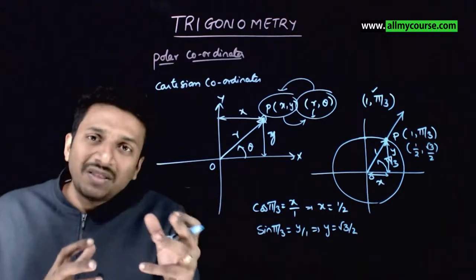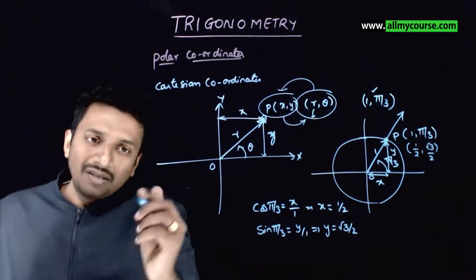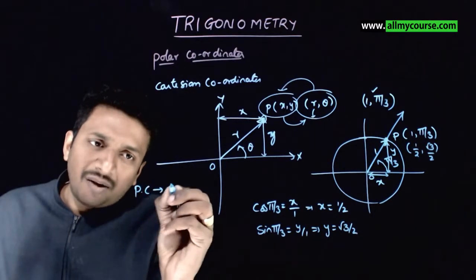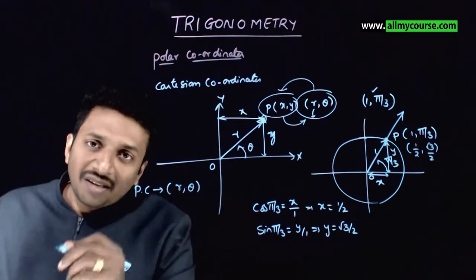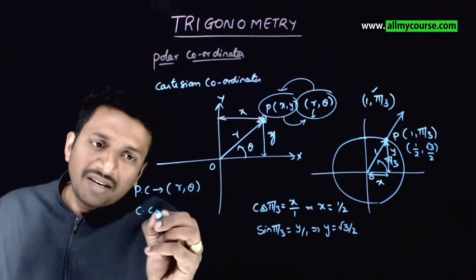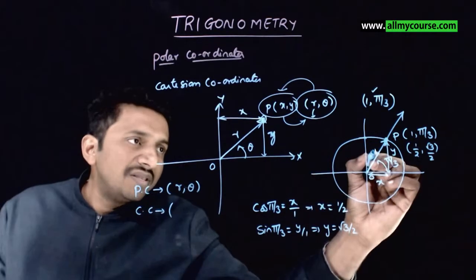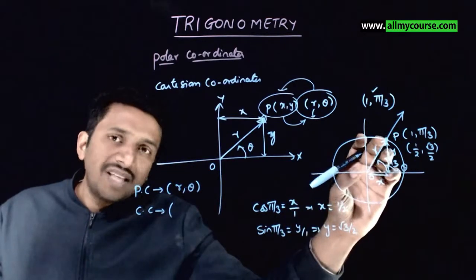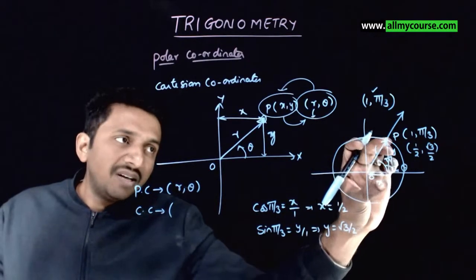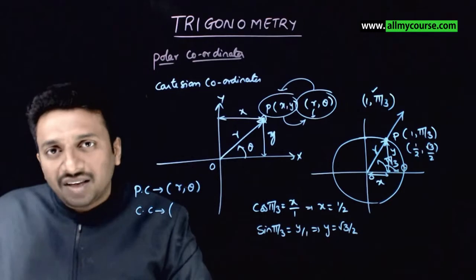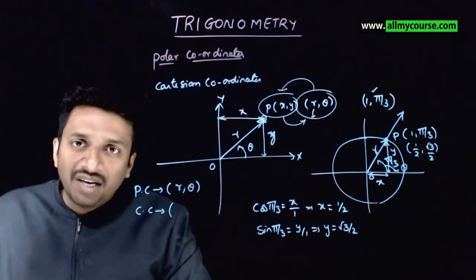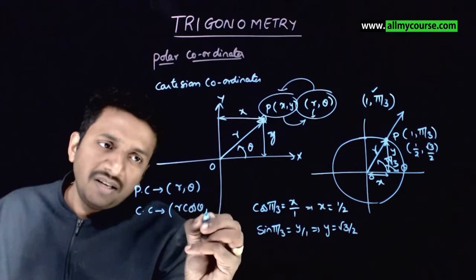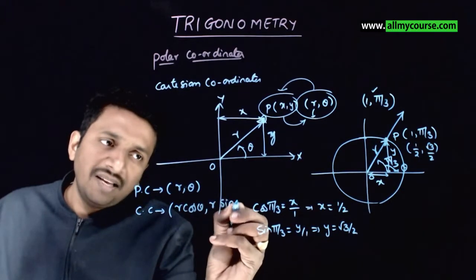Can I extend this method to get a general formula? If the polar coordinates of a point are r, theta, what are the corresponding Cartesian coordinates? If this is r and if this is theta, obviously the x coordinate will be r cos theta, and the y coordinate will be r sin theta, from the definition of sin theta and cos theta. So the Cartesian coordinates will be r cos theta, r sin theta.